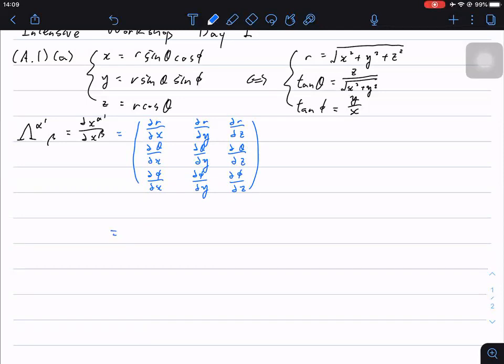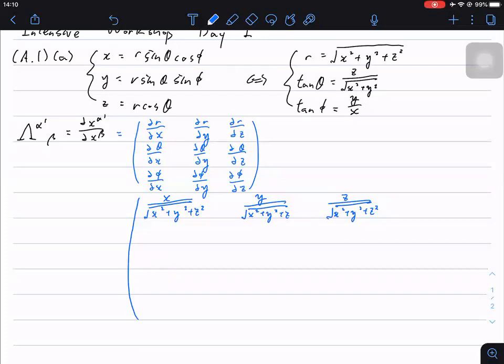Let me just show it to you one by one. For the first one, partial r partial x, well, just a partial derivative. Let me just write down the answer here. And also partial r partial y, and finally the last term. By the way, if my handwriting is too messy, just let me know in the chat room.